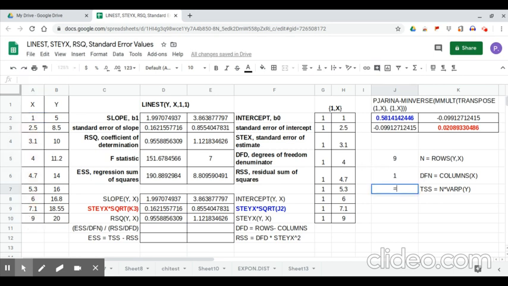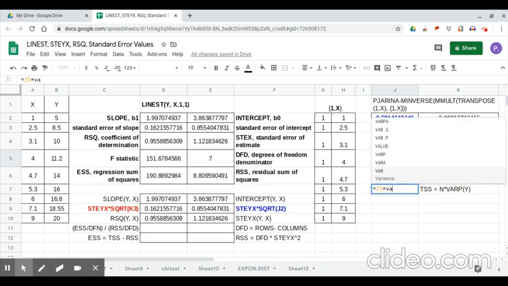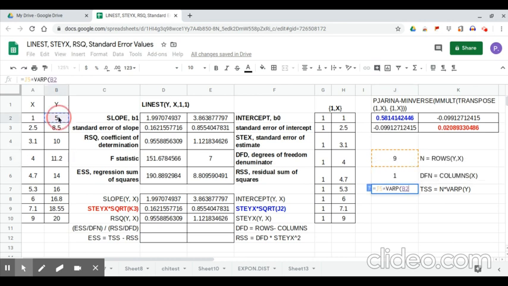Next, we calculate the total sum of square, which is equal to N times the variance of population, or the variance population Y. Now we can calculate the rest of the outputs.